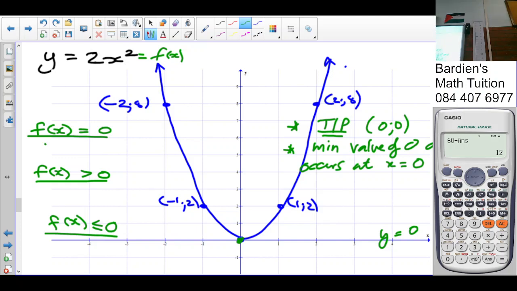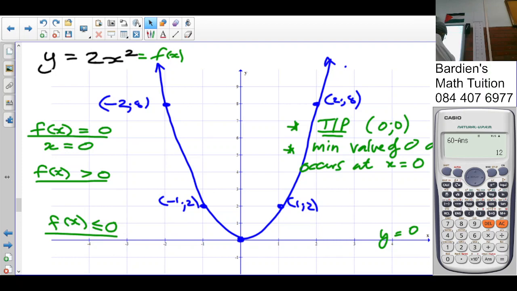X is equal to 0. Not so? Let's look at it again. Where's the graph? F of x equal to 0. It's equal to 0 at x equal to 0. That's the only point where it's 0. You would agree with that?